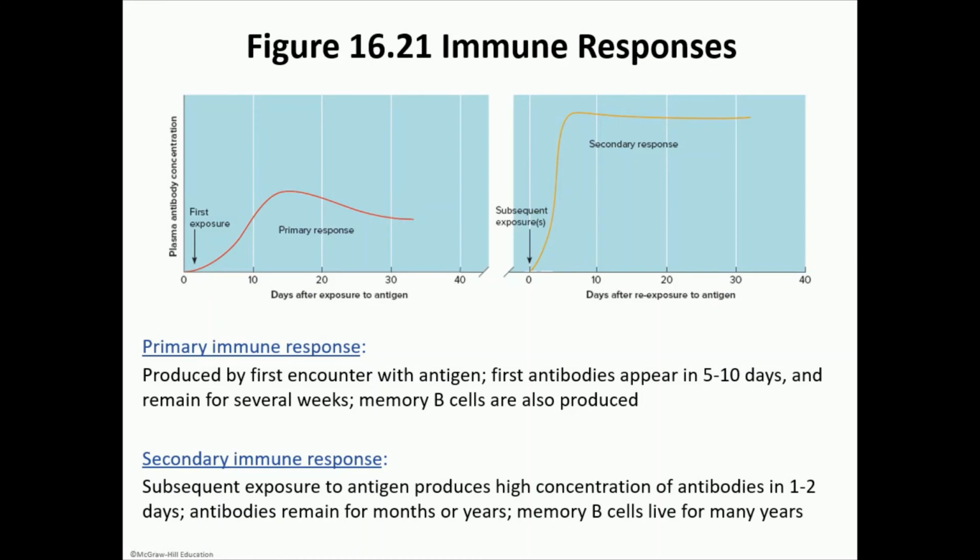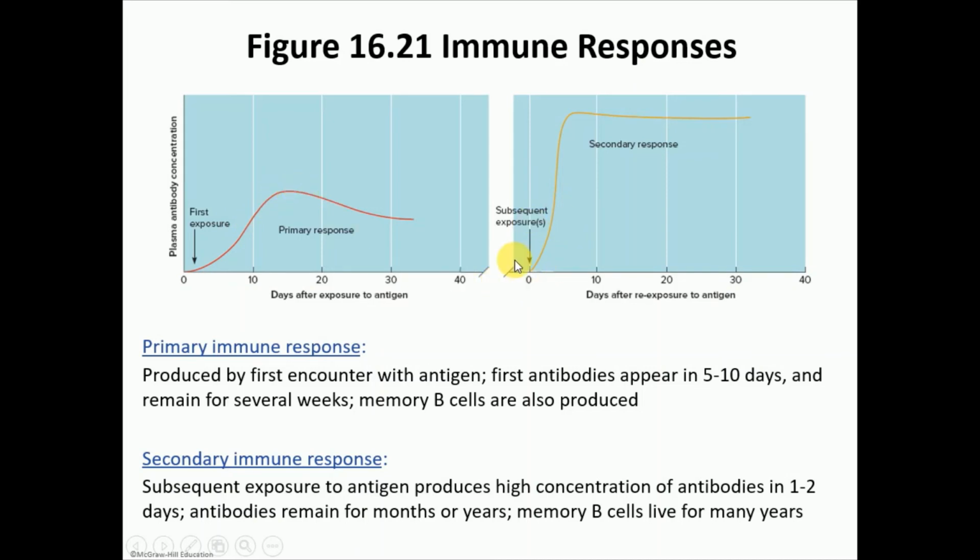So you see here that the first antibody starts to appear at about day 5. So you've got 5 days where your body is trying to use its general non-specific defenses to attack that germ. It's not until 5 to 7 days later that it starts to make antibodies. So your primary response is a very slow one, and it fades away right away.